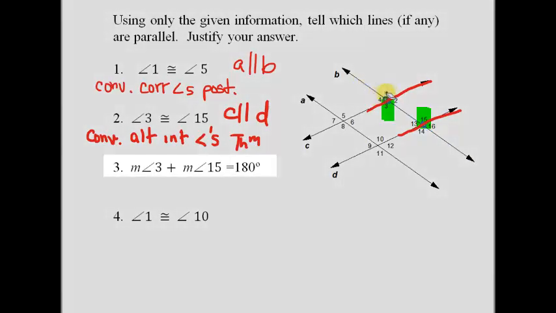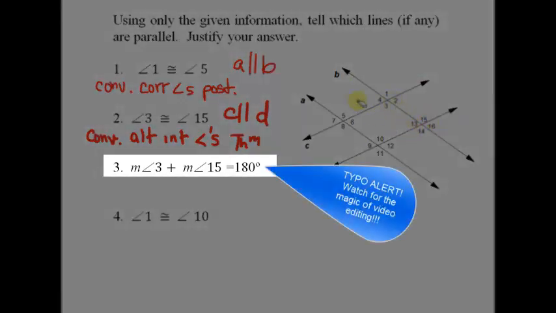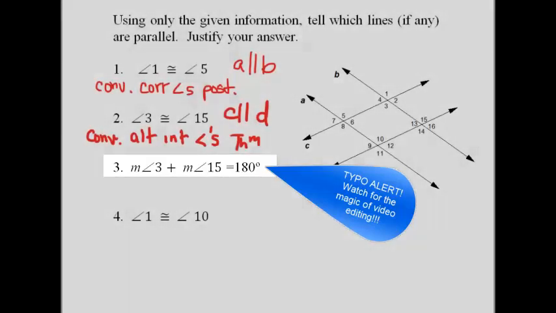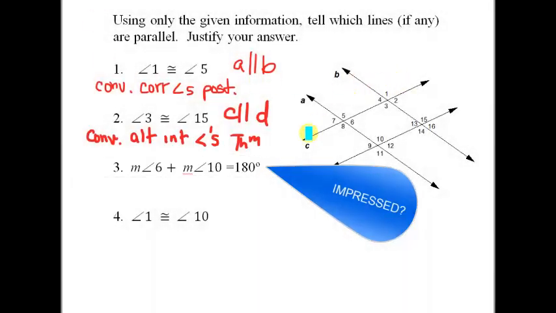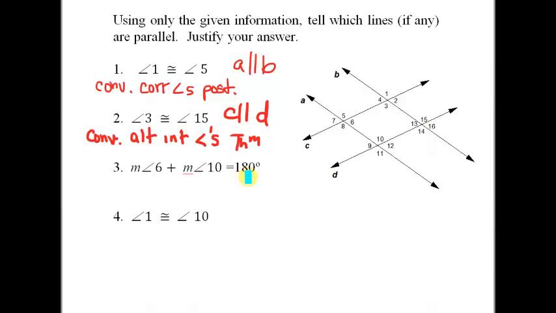Okay, hopefully you're seeing how this is working. I'm going to find my transversal and figure out which lines it crosses so that I can evaluate whether they're parallel. All right, let's take a look at number 3. We've got a 180 total. Some of our angles need to add to 180 to make parallel lines. Let's see what we have.